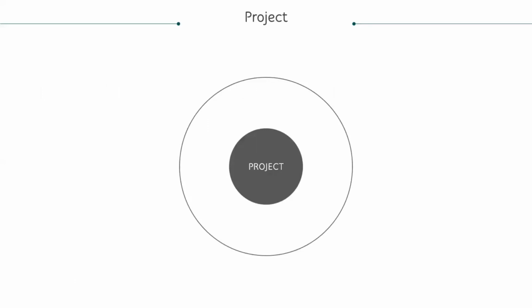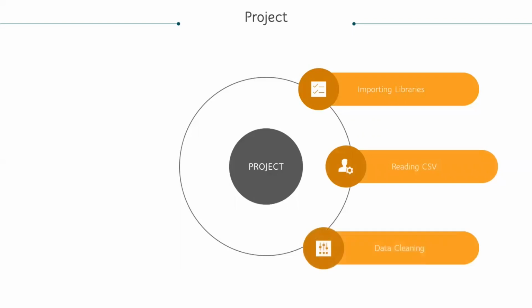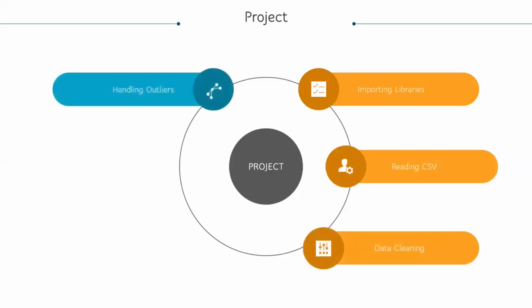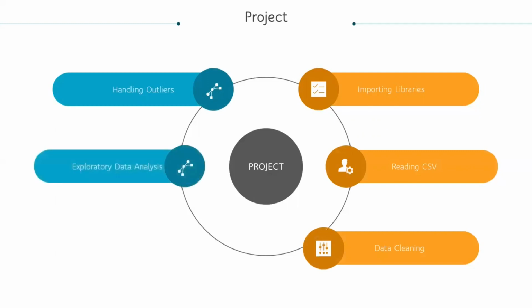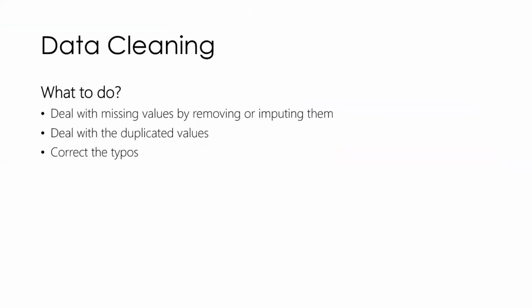Now let's talk about what we will be doing in this project. So first of all, we will import the libraries, and then we will read the CSV file. Then we will do some data cleaning. And next we have handling outliers. And the next step is to do some exploratory data analysis. And in the last, we will be doing data pre-processing. So let's talk about each of them.